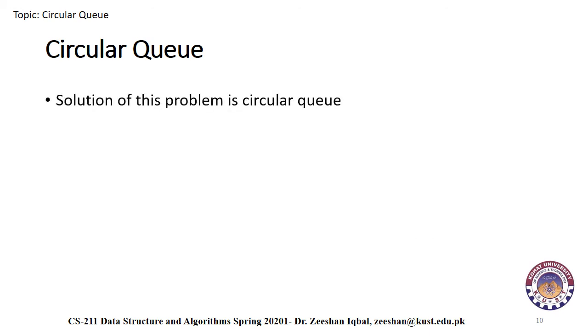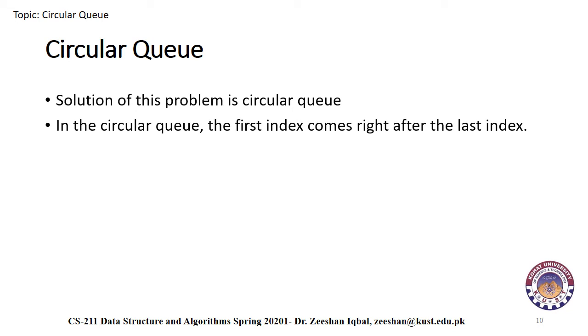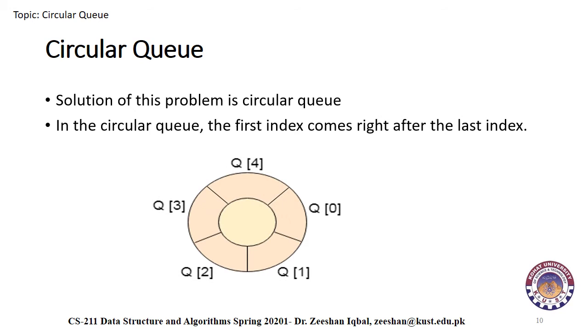One solution to this problem is the circular queue. In a circular queue, the first index comes after the last index. You can think of a circular queue as shown in the following figure. The circular queue will be full when front is equal to 0 and rear is equal to max minus 1.